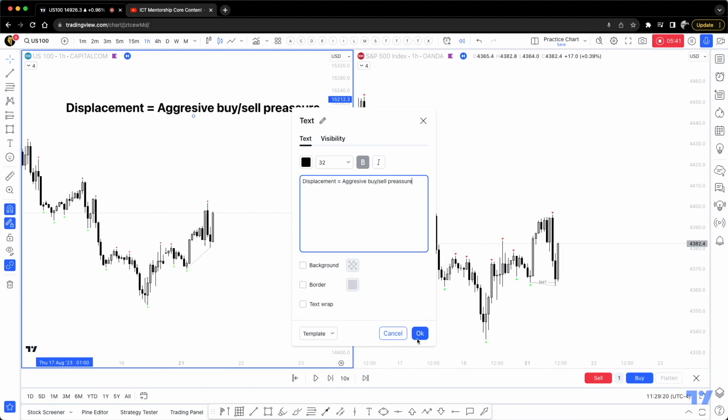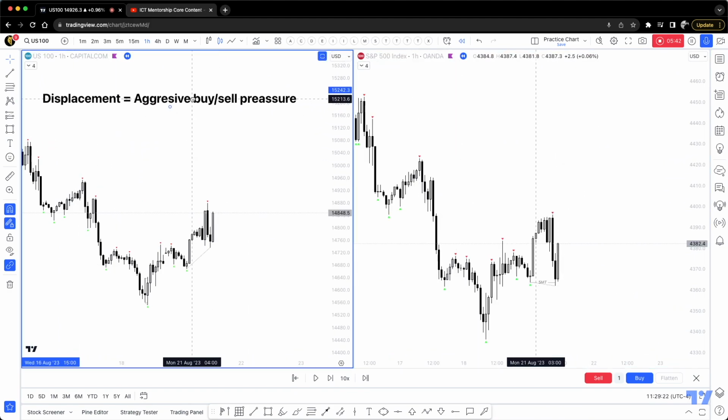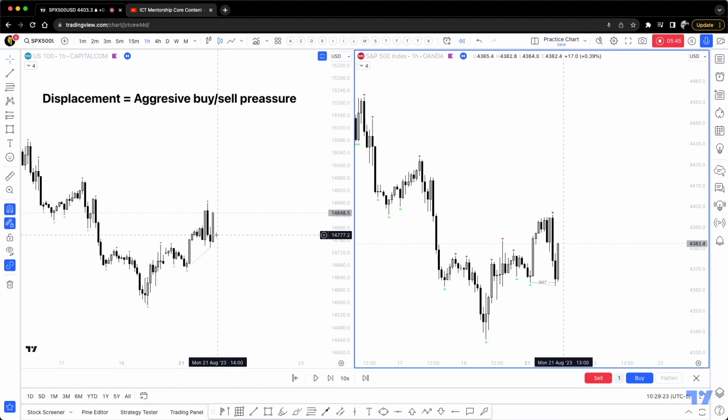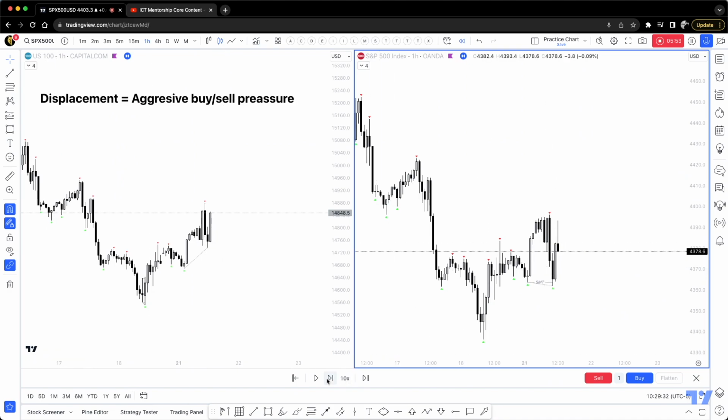Like that, let's call it like that, all right? So that's basically what displacement means. After spotting the divergence in the SMT, we want to see a huge move to the upside. We want to see big candles, a big injection of money right there. So look at what's happening right here.